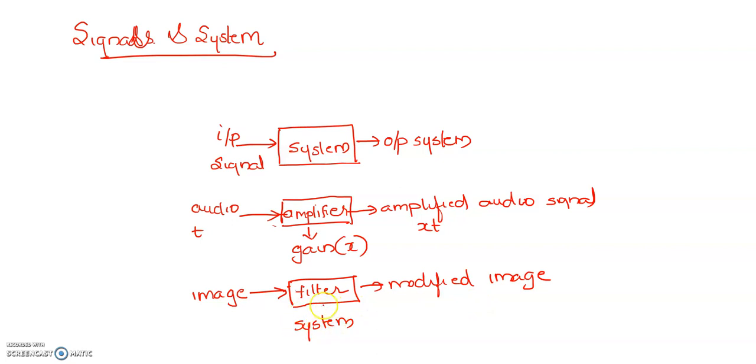Sometimes the filter can be for a monochrome image, sometimes the filter can be for a multicolor image, and all that the filter is doing is working like a system, and it will modify your image to give out a modified image to satisfy you. So everything in your day-to-day life can be compared to a signal and system model, and this is what we are going to deal with in this particular subject, learning the basics of it.